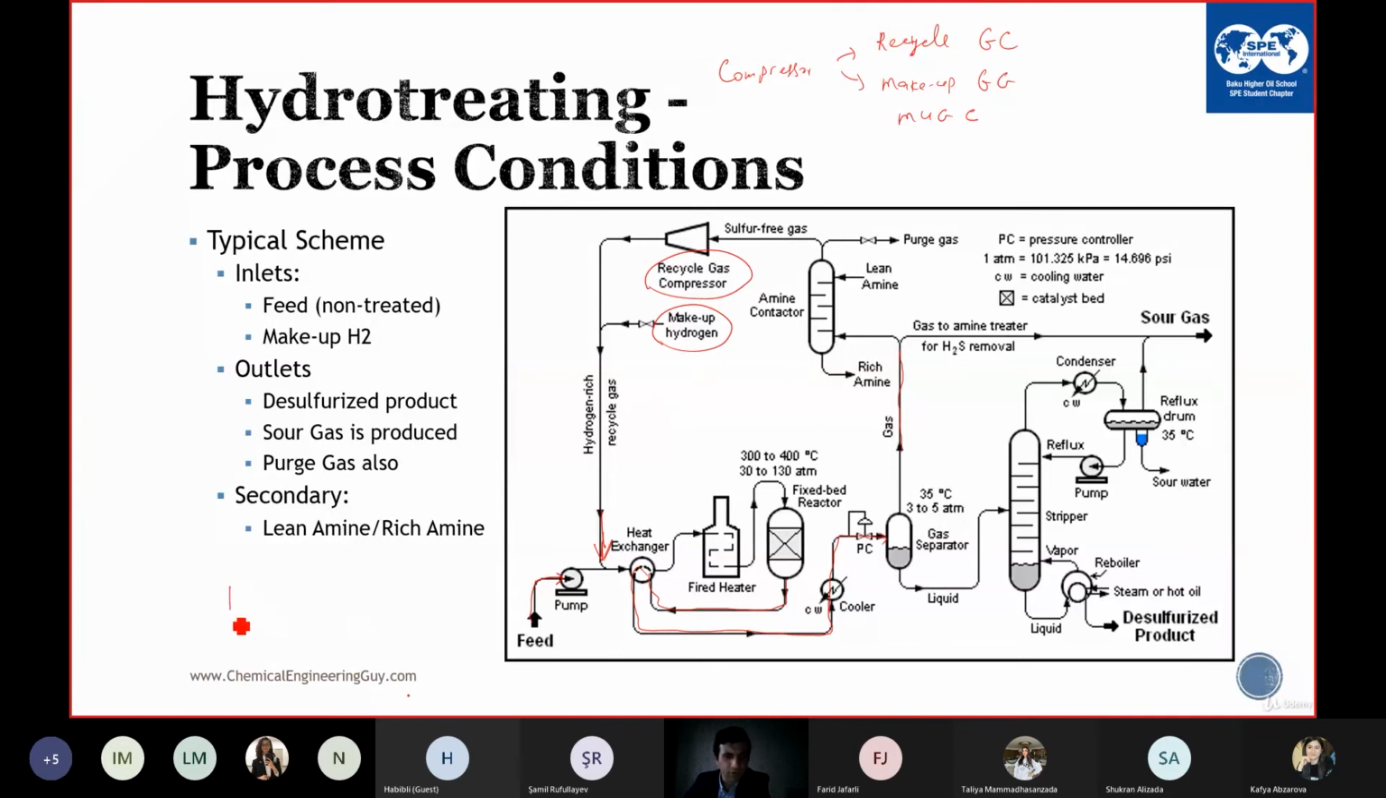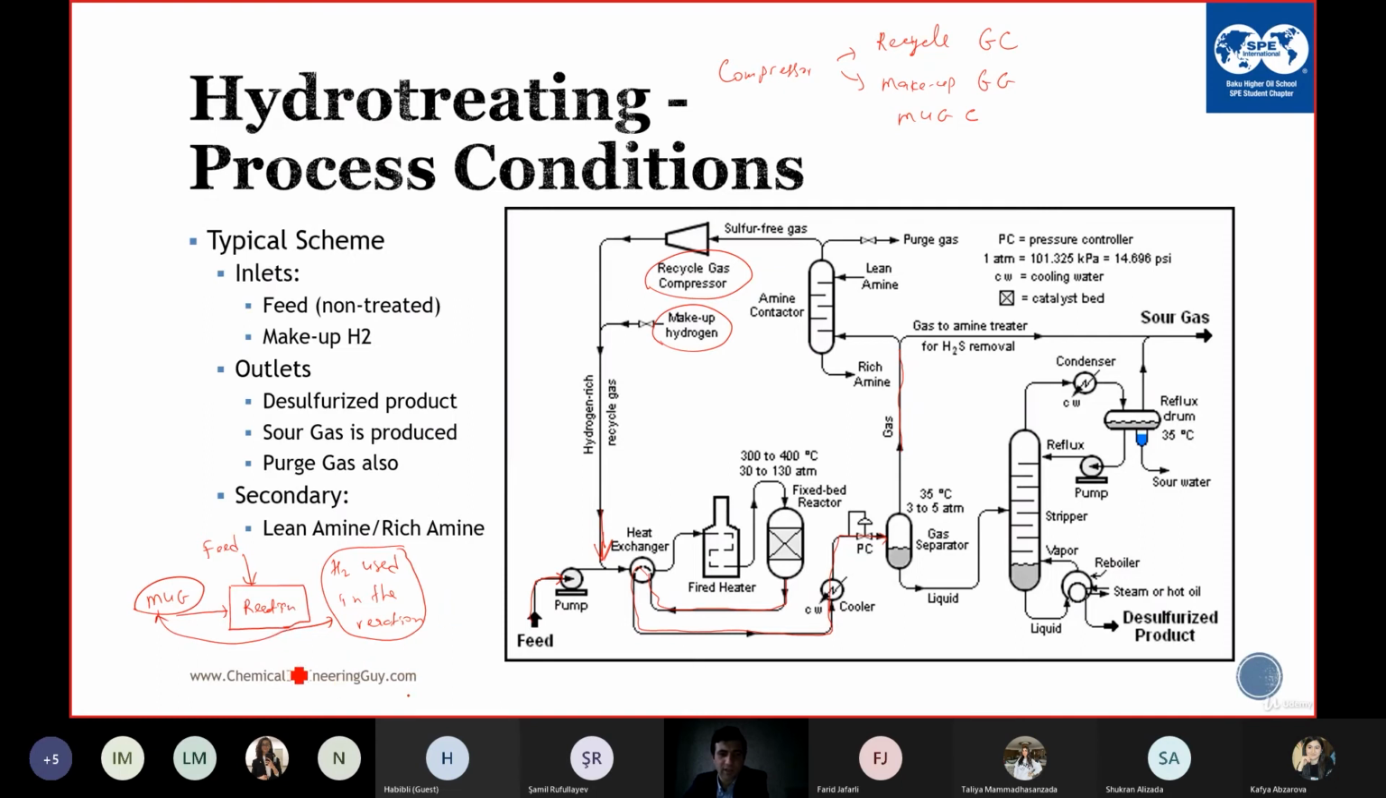So if we have a block flow, we have the makeup gas, we have feed, and we have the reaction here. So the amount of H2 used in the reaction is this amount added to the system as a makeup gas hydrogen.